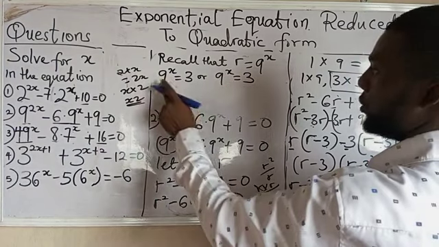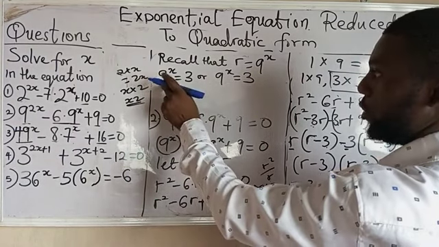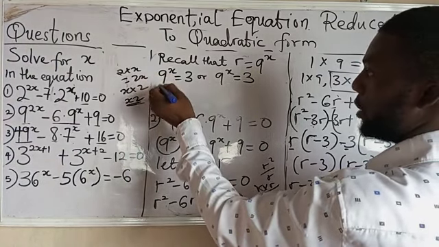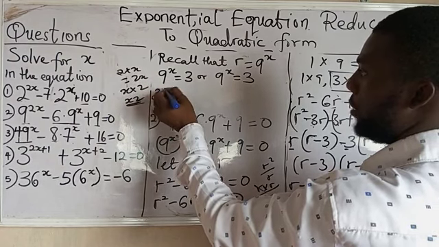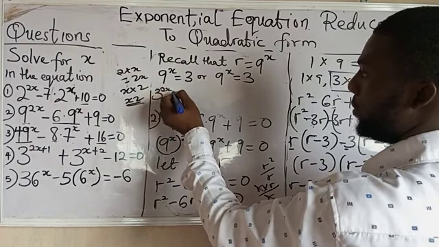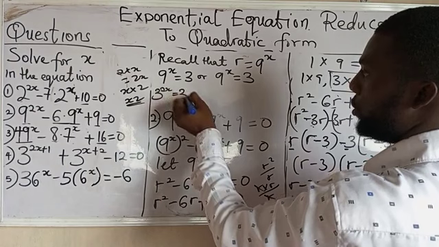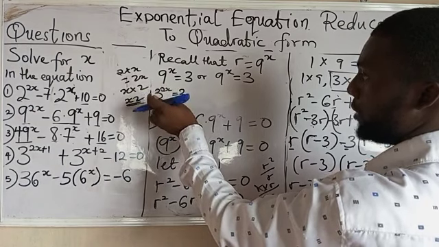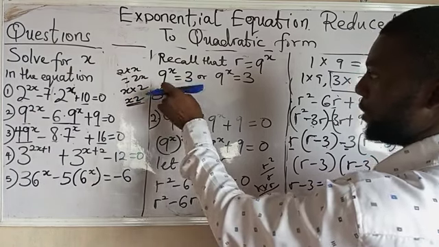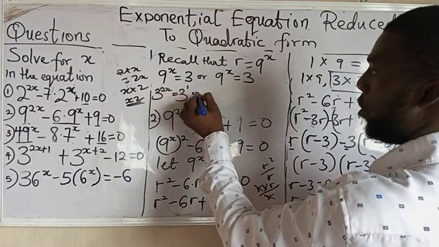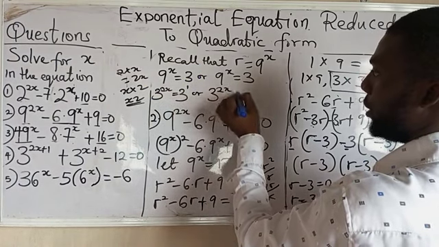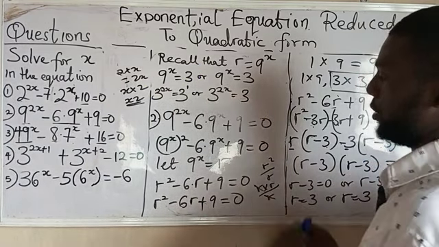to 3. So I can just take this one to its lowest common base, which is 3 raised to power 2x equals to 3. Let's not forget that 9 is same as 3 raised to power 2, and there is x here before, so that's why the x is there. Or 3 raised to power 2x equals to 3.